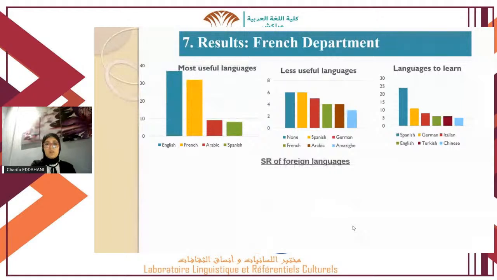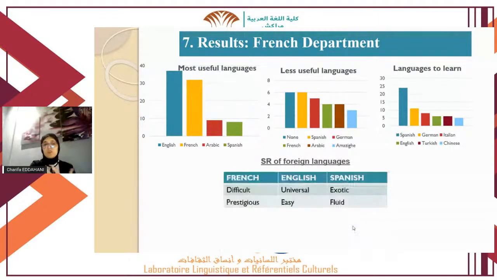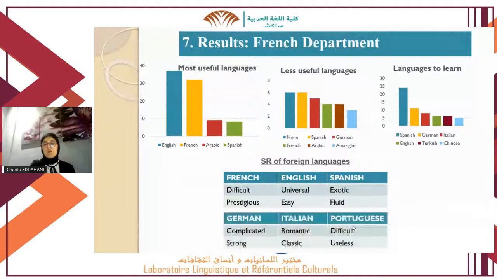As regarding the social representations of these six foreign languages, they define French as difficult and prestigious, English as universal and easy, Spanish as exotic and fluid, German as complicated and strong, Italian as romantic and classic, and Portuguese as difficult and useless.